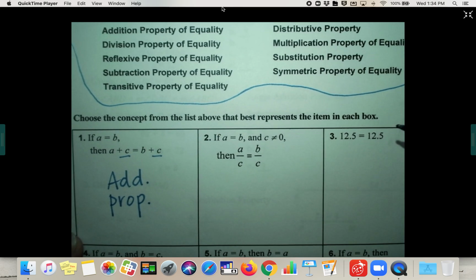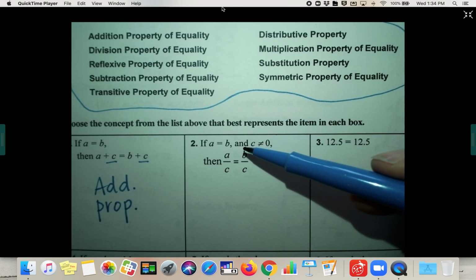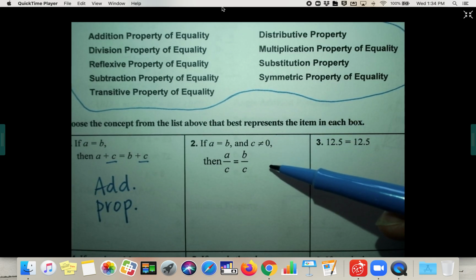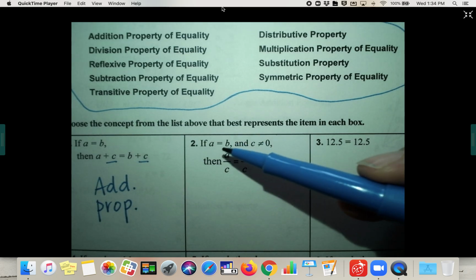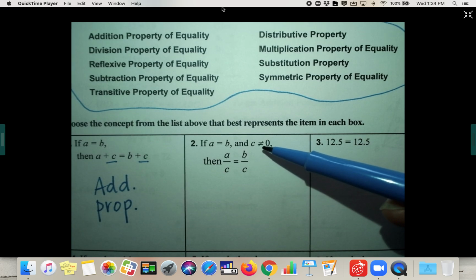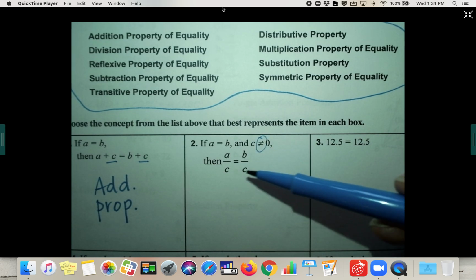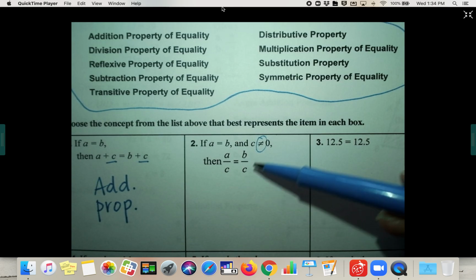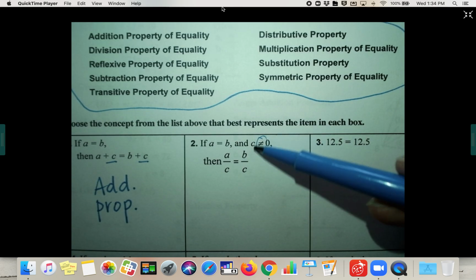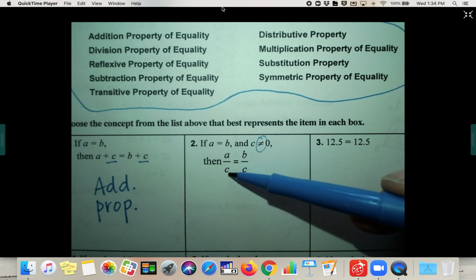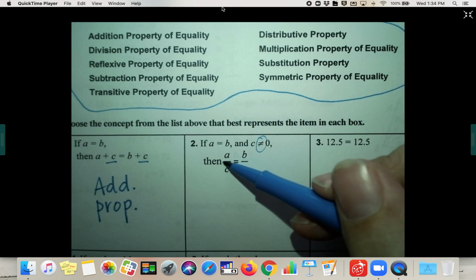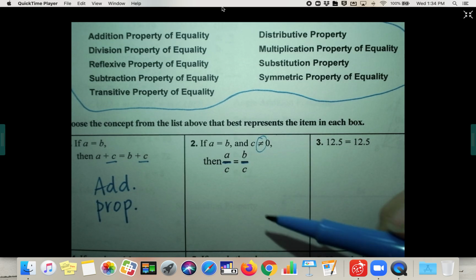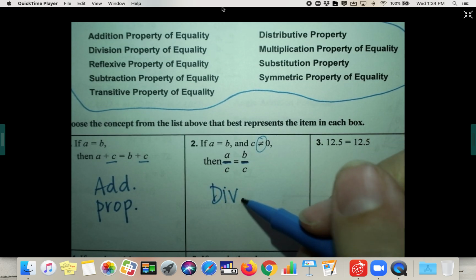Okay, number two, if A equals B and C cannot equal 0, that little symbol means cannot equal 0, because you couldn't have a 0 as a denominator. So if it's some other number but cannot equal 0, then A divided by C equals B divided by C. So again, what we're doing on both sides is we are dividing. So that would be division property.